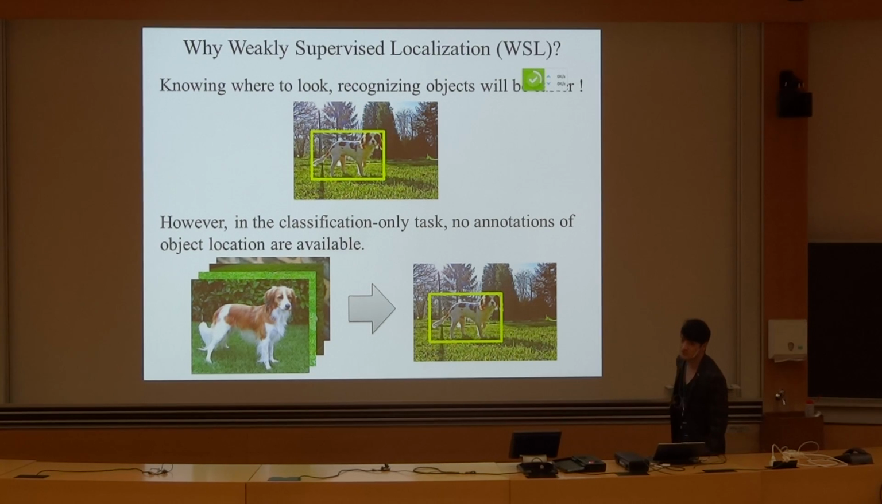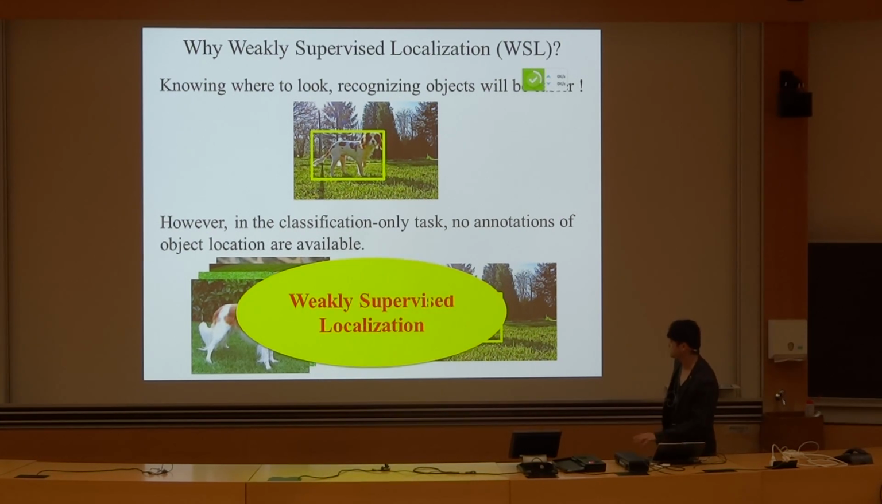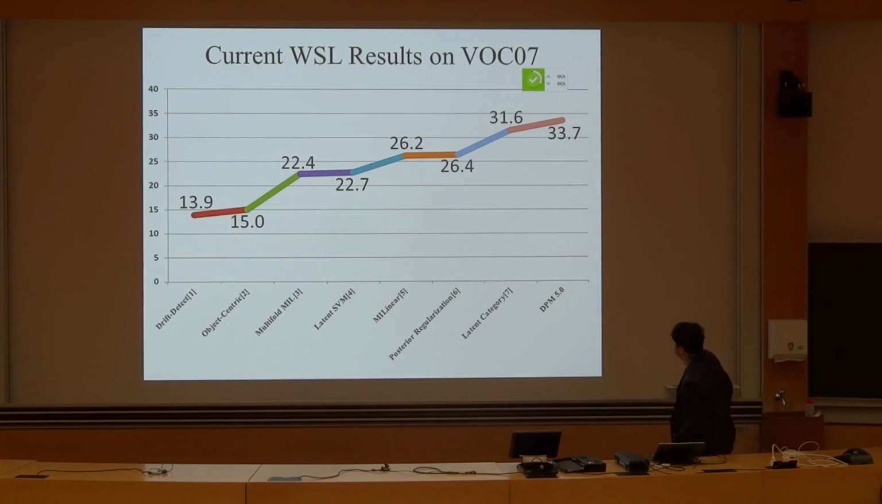The method is to use a bunch of images, learn a detector from these images, and apply it on the images again. This task is called weakly supervised localization. Here is a summary of some recent results on the Pascal VOC 2007 dataset. We can see that the highest one is about 33, which is given by the DPM, a fully supervised learning method, and some others are weakly supervised methods. We can see that the results increase all the way.